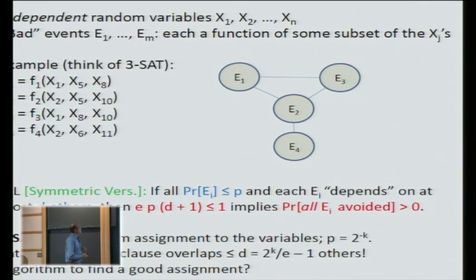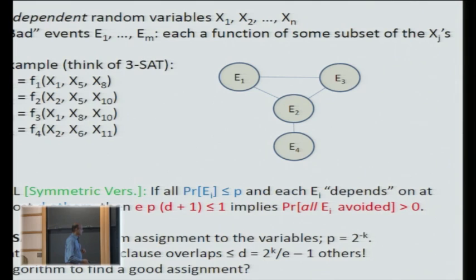Since these xi's are independent, you naturally get a dependency graph on the ei's, which is basically the intersection graph of these subsets. So e1 and e2 are dependent because they share a variable, which in this case is x5, but e1 and e4 are independent because their sets of variables are disjoint. You can think of this as a 3-SAT instance where each ei is the bad event that a particular clause is violated. And of course, the whole point of the local lemma is sufficient conditions under which you can avoid all of these bad events ei simultaneously.